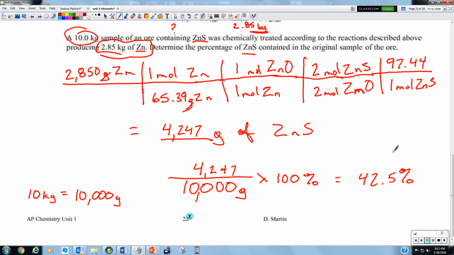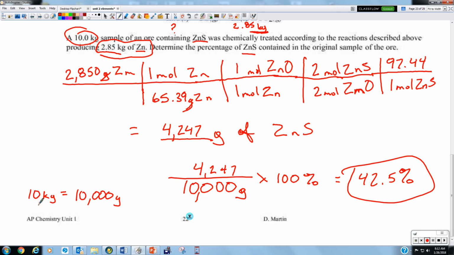So in this process, if we have 10,000 grams of a sample ore that has zinc sulfide in it, and we are only able to produce 2,850 grams of zinc out of that ore, then that means that the zinc sulfide was 42% of that sample. Yes.